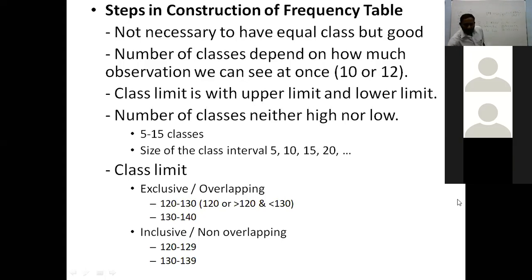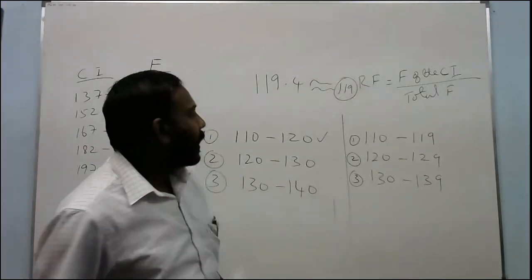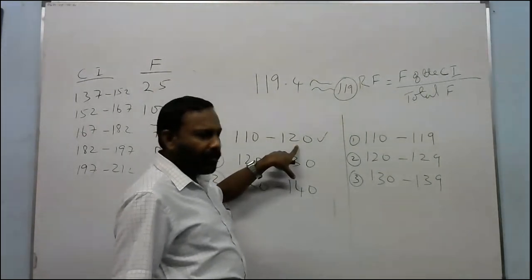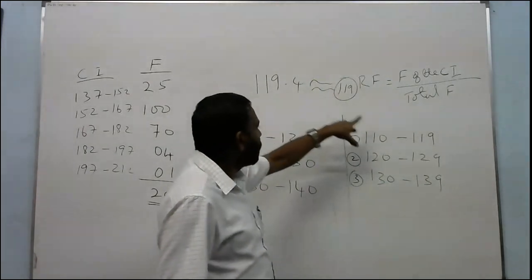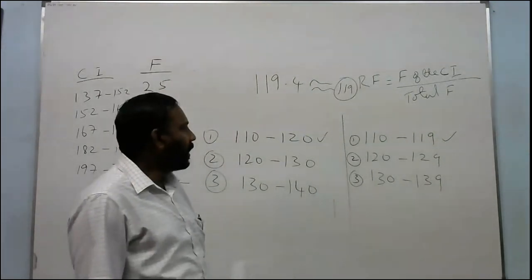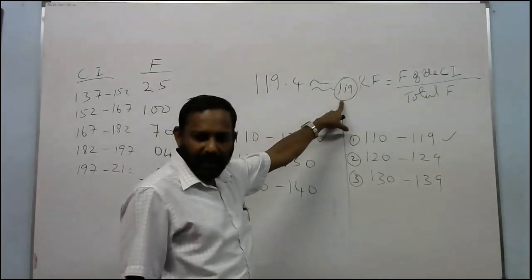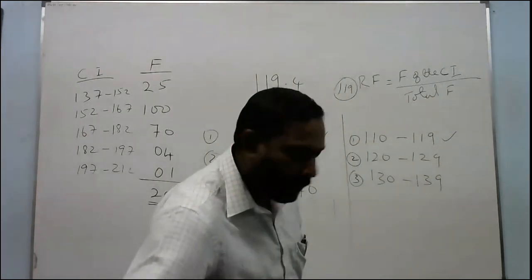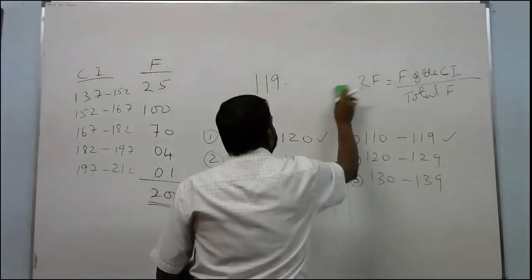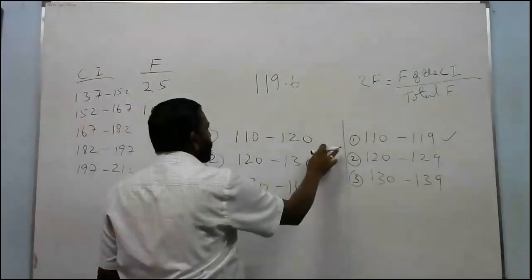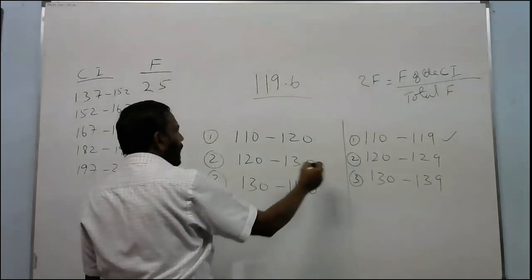Similarly, 119.4 is automatically coming into the first category. What about here? In this case also it is coming here. Why? The closest value is 119. Now let's take another example, 119.6. It's coming under the second group. Now you see it is coming under the second category.